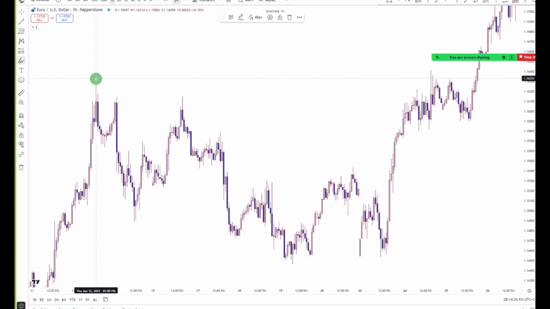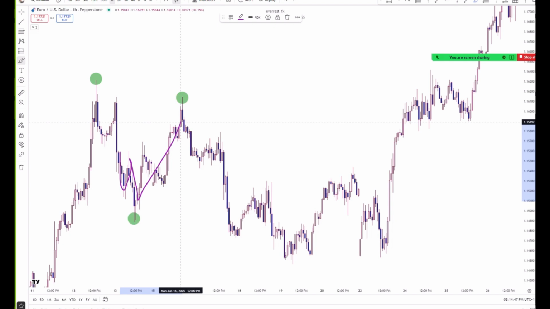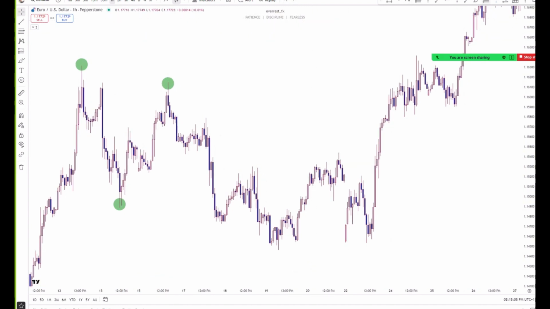This is a major structure. This is a high. This is a low. This is a high. Any other thing that happened in this part, you don't expect price to just go up straight like that. Price will always do its thing. So everything you see inside here is what we call the minor structure. But we are not going to be looking at the minor structure. We are only going to look at the major structure.